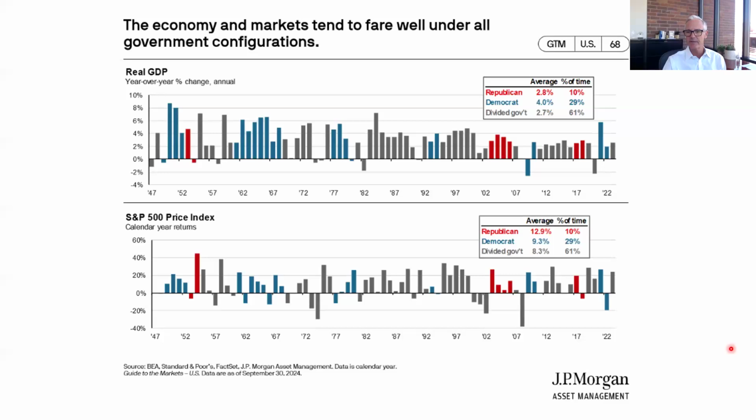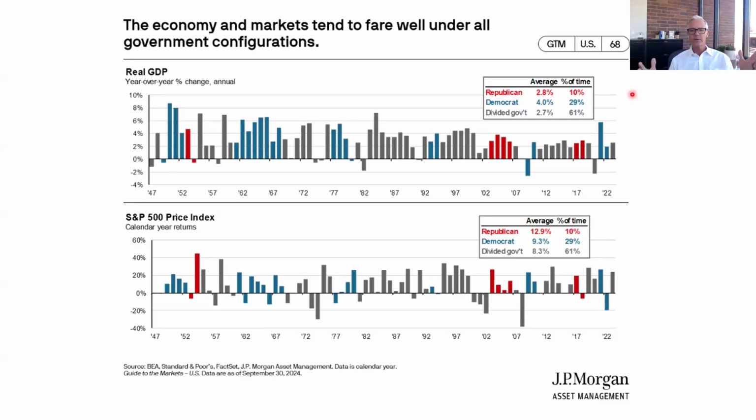If you look at the S&P 500 returns, the Republicans actually had better returns at 12.9% average, and this is if they had control of the entire government. But I have to point out this has only happened 10% of the time, so that's not even a data set that's statistically reliable.